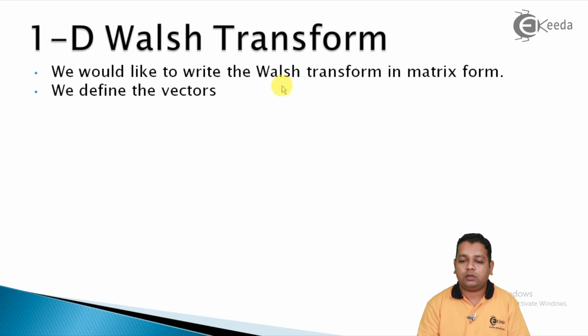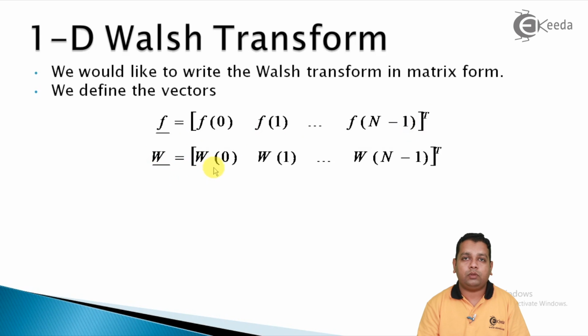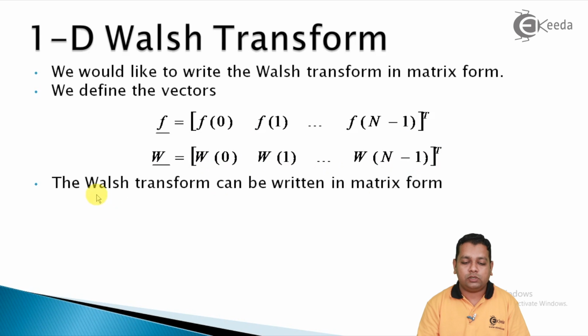We would like to write the Walsh transform in matrix form now. So we define the vectors. For example, the f vector is f of 0, f of 1 up to f of n minus 1, transposed. W is the vector w of 0, w of 1 up to w of n minus 1, again with the transpose. Hence the Walsh transform can be written in matrix form, that is W given by the transformation matrix multiplied by the F vector. This is the transformation matrix.